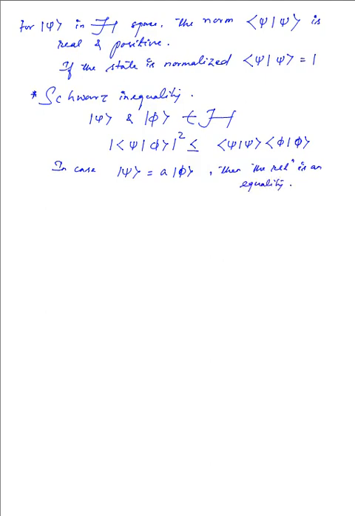Instead of the inequality. Now, the Schwarz inequality that we have just studied is quite analogous to that in the real Euclidean space, where for any two given vectors, the dot product of A with B, the modulus of it squared, will be less than or equal to A square times B square, that is the dot product of A with itself and B with itself. That's the analogy that we draw with the Euclidean space.